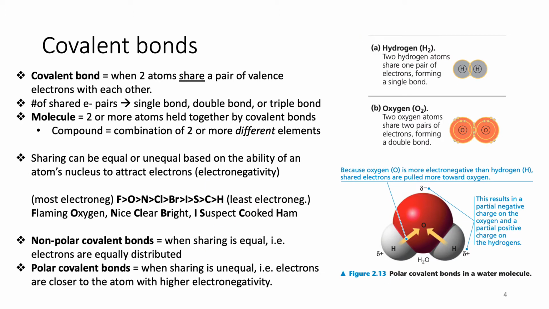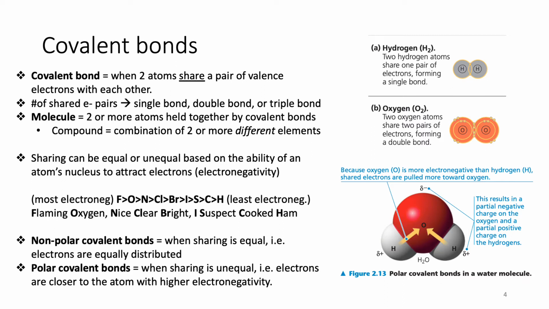Like carbon, other atoms can also share electrons to form chemical bonds. We call this type of bond a covalent bond. A covalent bond is the sharing of a pair of outermost electrons by 2 atoms. The number of electron pairs that are shared between 2 atoms dictates the number of covalent bonds between them.